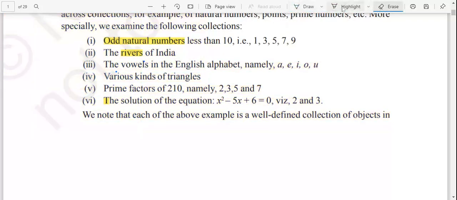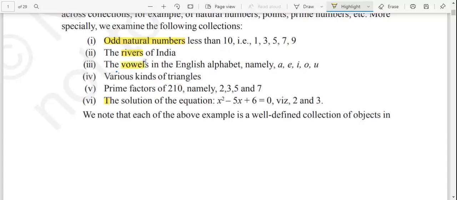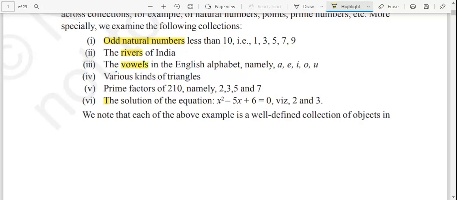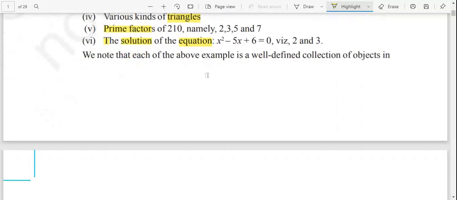Then looking at the third, we have the common name, vowels. The fourth one we have as kinds of triangles. The fifth one as prime factors. The sixth one as solutions of an equation. These are the common things, which are well-defined objects, defined in a fixed order. So these are the sets.